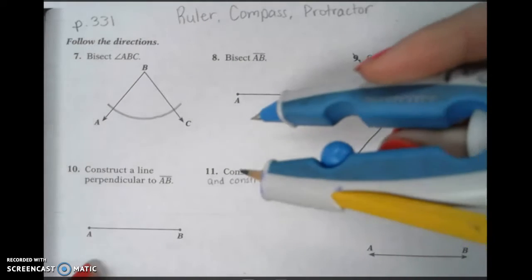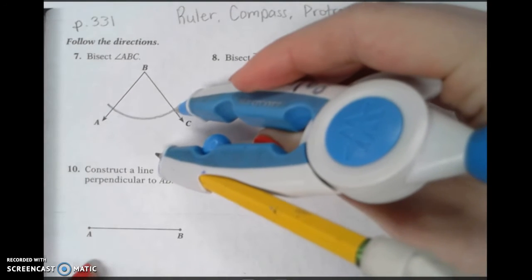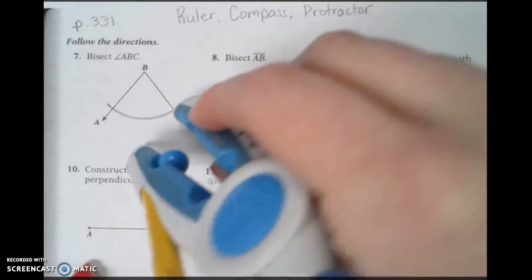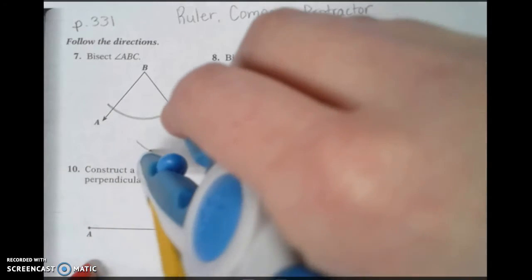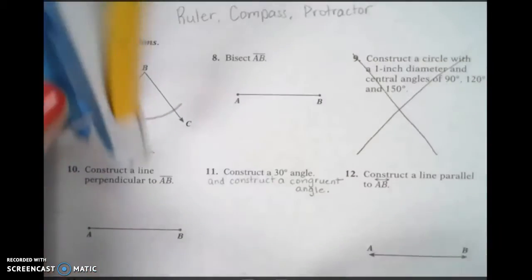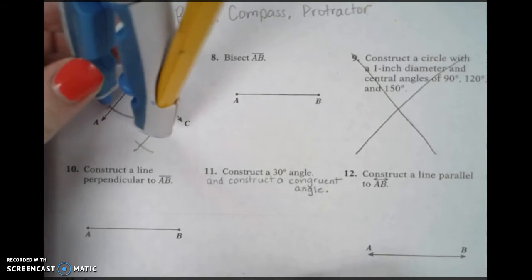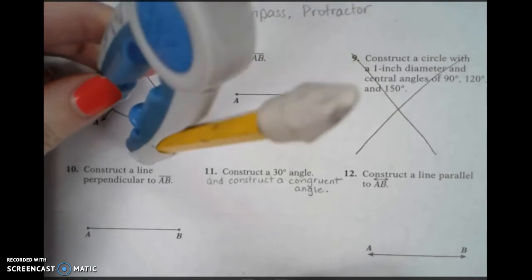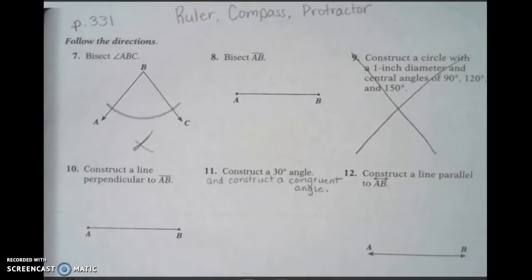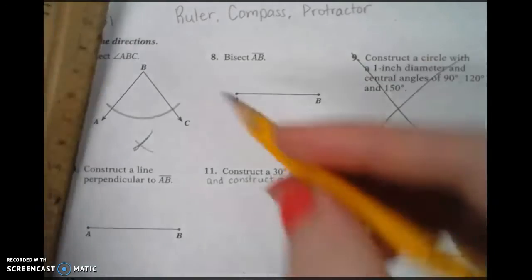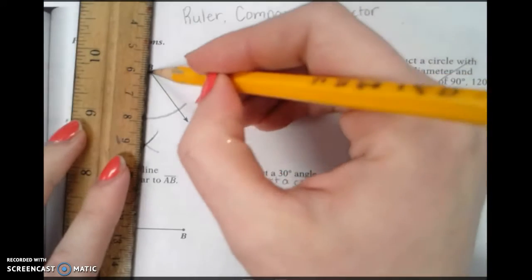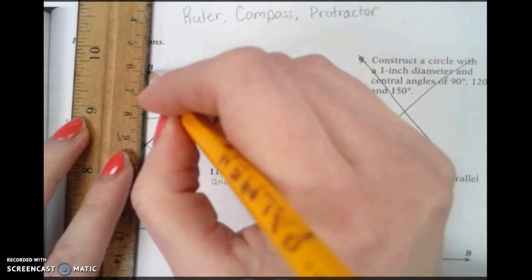Once you have drawn the arc, place your middle point on the tips of the arc's intersection and draw arcs out in front of your angle on each side. Where they cross, that point will be where you connect vertex B. And that will create your angle bisector.